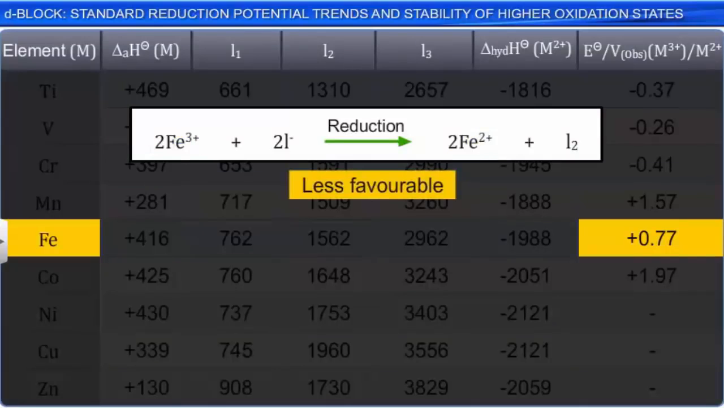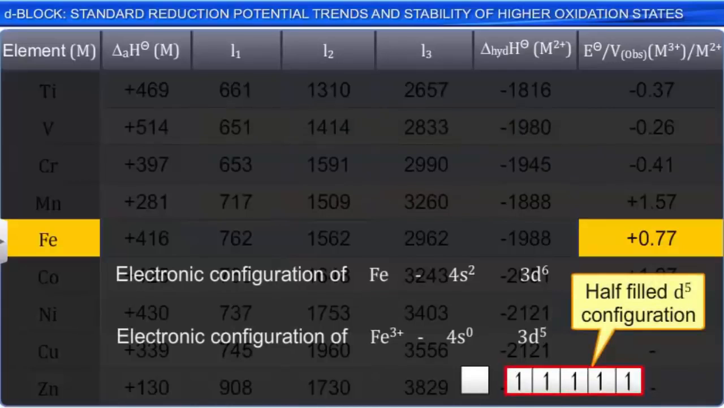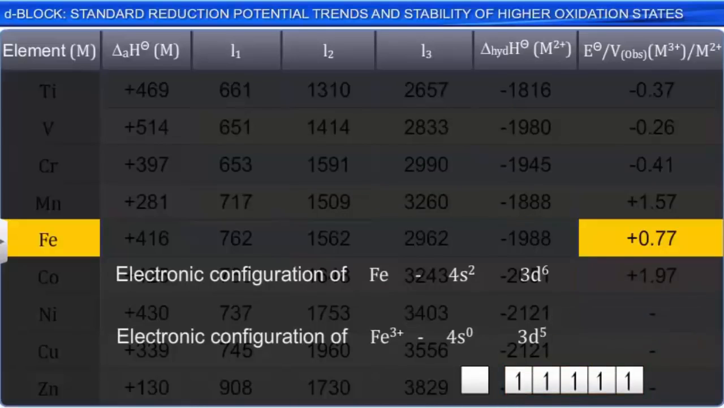Let's now look at the trends in stability of the higher oxidation states of these elements. The table here lists the stable halides of the 3d series of the transition elements.